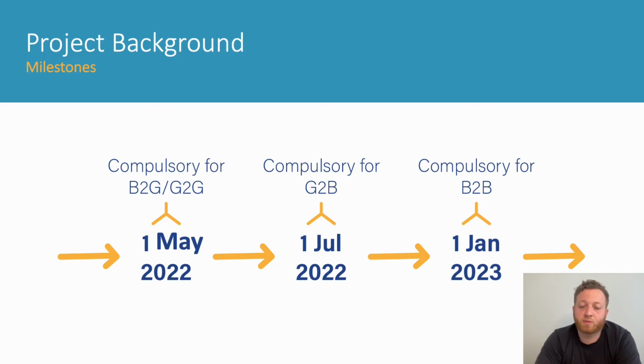And here in the project background, these are the milestones that they're expecting businesses to apply by. By the 1st of May this year, 2022, it's compulsory for business to government and government to government to have the e-invoicing standard. It's also compulsory from the 1st of July 2022 for government to business, and then it's compulsory for business to business by the 1st of January 2023, which is next year.